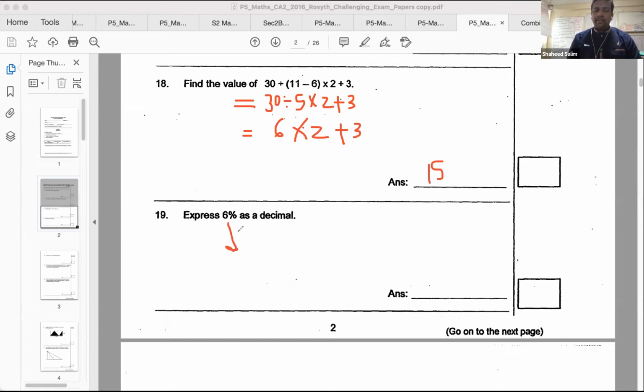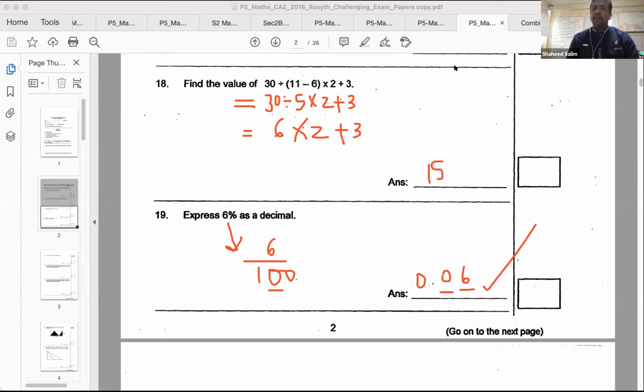What is this? This is 6 over 100. How to write it as a decimal? 0.06. How do we know? 1 zero is 1 blank. Another zero, another blank. Then put the 6 inside. This is your answer. Those of you who got it correct, congratulations.